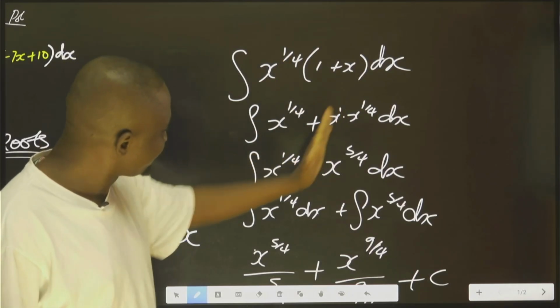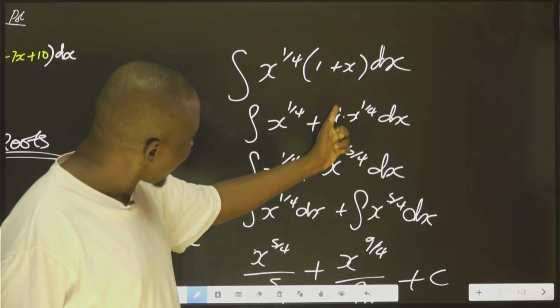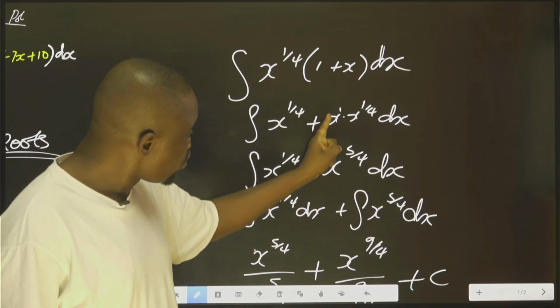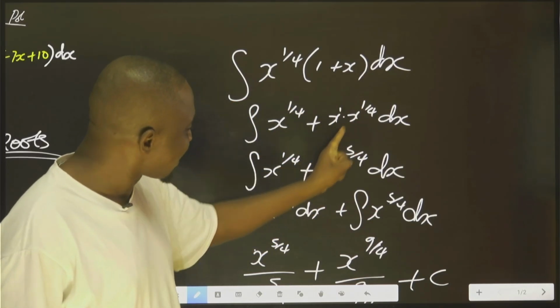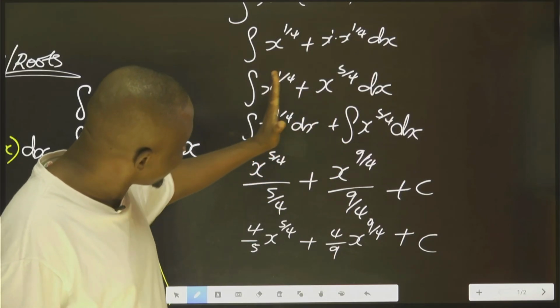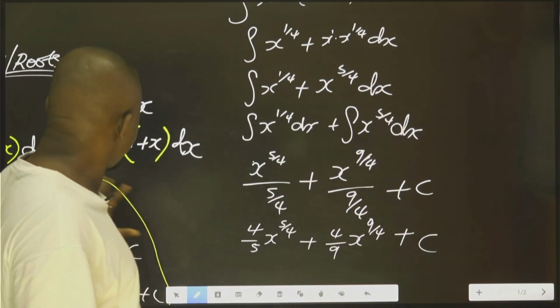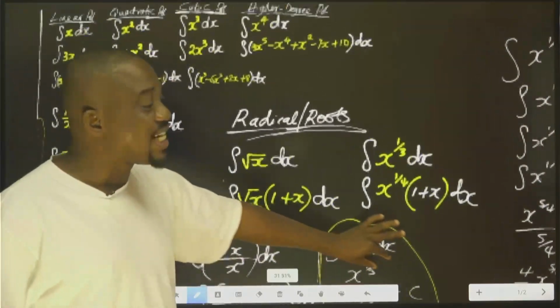We expand. This is still the same thing. If you add 1 plus this, because this is what? Indices. You take the base, you add what? The exponent or the index. That will result to this. We separate the two. We work this one separately. We work this one separately. This is the final answer. So you can see integration is easy.